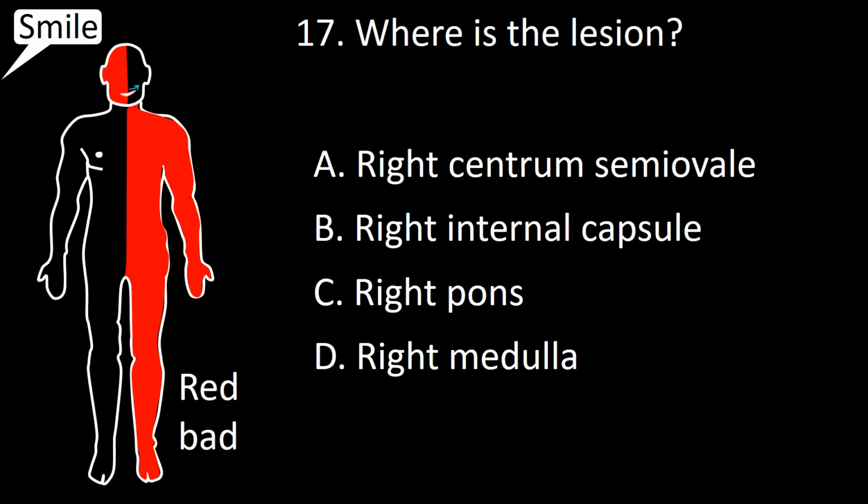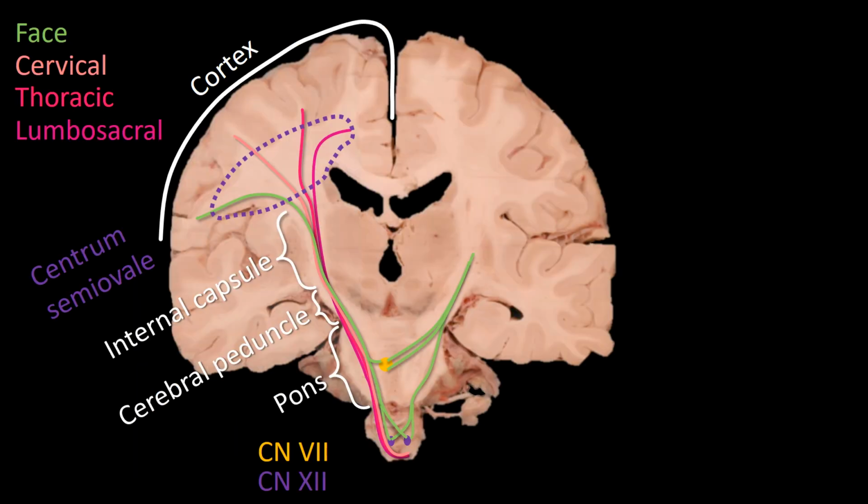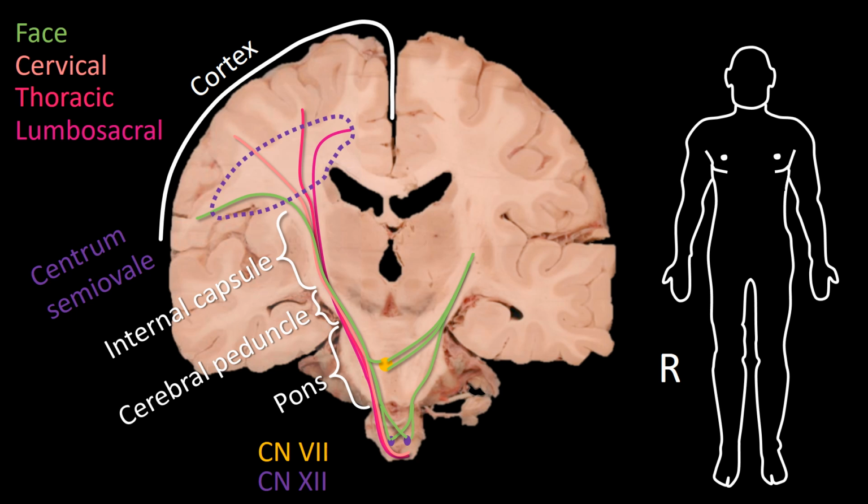Please take a look at this picture and decide where the lesion is. A, right centrum semiovale. B, right internal capsule. C, right pons. D, right medulla. I hope you are versed in this diagram by now. Here I have added the tracing of a man. We will use this figure to indicate the area of the brain injured and the distribution of weakness produced by such lesions.